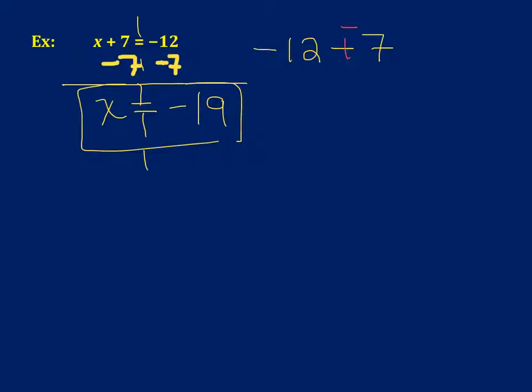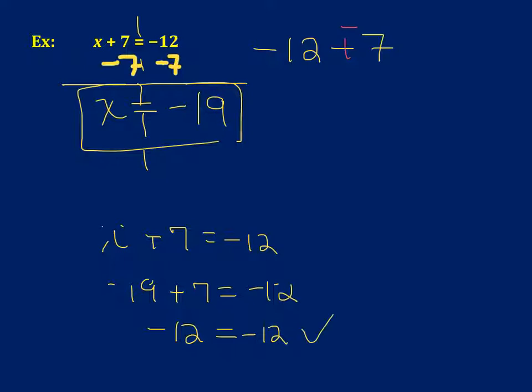To check your answer, you go back to where the original x was and you change it to the number that you're now hoping it is, which in this case is negative 19. So I have x plus 7 equals negative 12, and I'm hoping that negative 19 plus 7 would equal negative 12, which it does. Negative 19 plus 7 is negative 12. So I know that I have the right answer of negative 19.